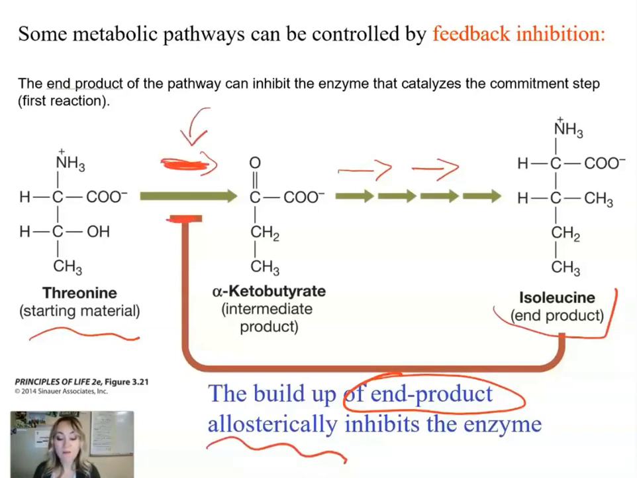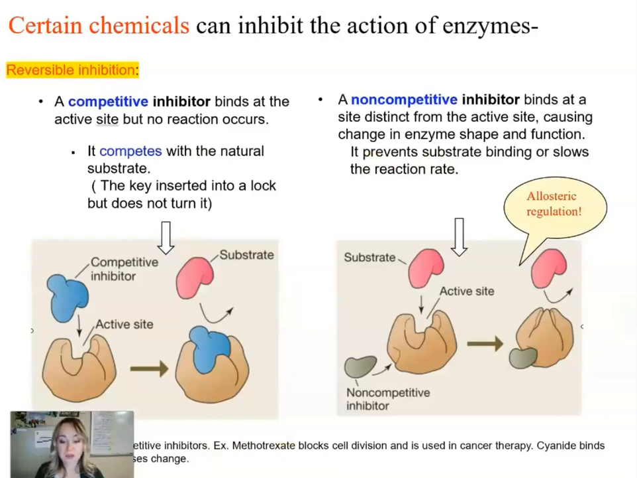So you can see now none of these reactions are going to be happening anymore, because the cell is basically saying, okay, we have enough of that end product. We have to maintain the specific homeostatic levels of that particular product, and that's why the pathway is going to be shut down. So certain chemicals can inhibit the action of enzymes, and this inhibition can be reversible and irreversible. So I'm going to give you an example of reversible inhibition.